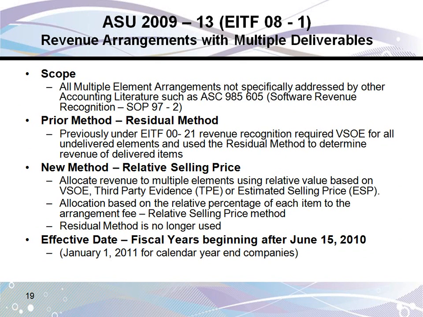Previously, companies with tangible products were under EITF 00-21 and used the residual method similar to software revenue recognition. The new method is called the relative selling price method, and we are going to allocate revenue to the elements in multiple element arrangements based on their relative value, and for valuation we're going to use VSOE, third-party evidence, or estimated selling price. We'll talk more about each one of those in a few minutes. The allocation is based on the relative percentage of each of those items in the transaction, and the residual method is no longer used.